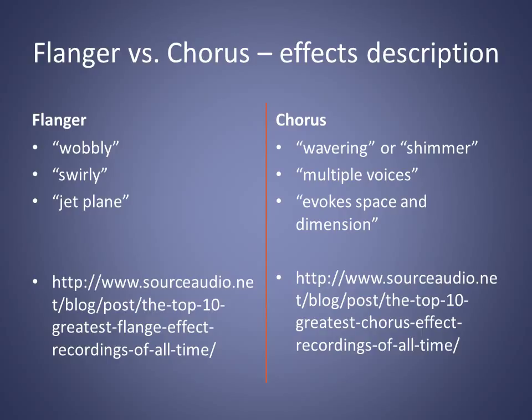So to wrap up, flanger and chorus, just to kind of describe the effects in words. A flanger is going to be wobbly, swirly. With guitars, you get that jet plane effect. Chorus is going to be wavering, shimmery, the effect of multiple voices. It's going to give you this sense of space and dimension, like playing the flute in the canyon or something.